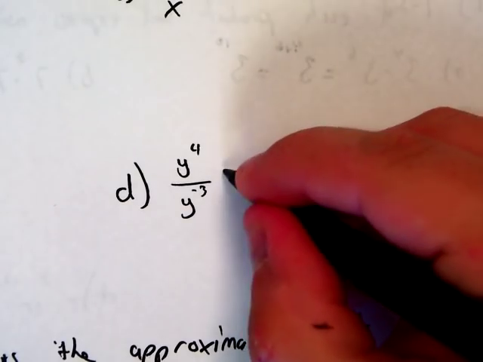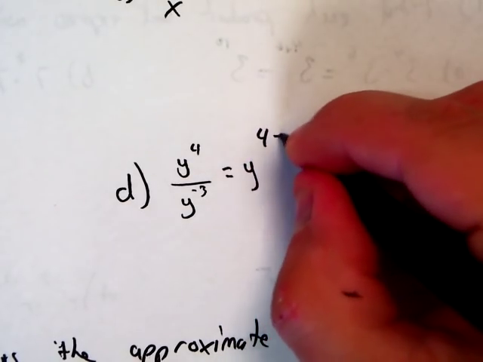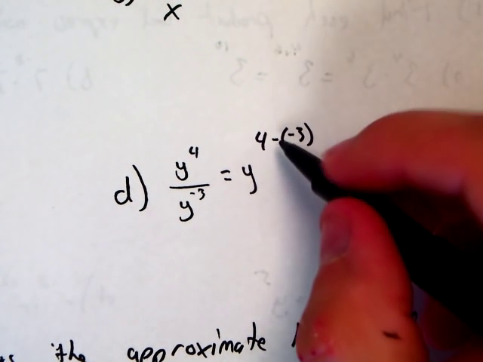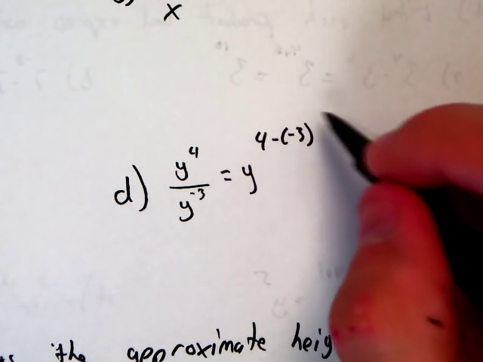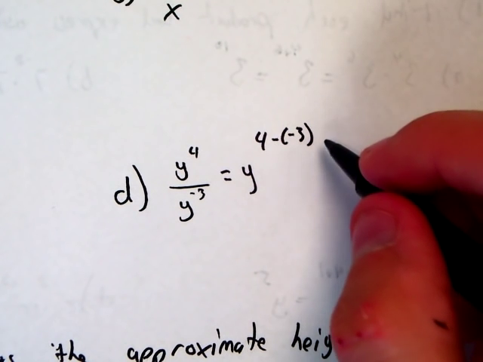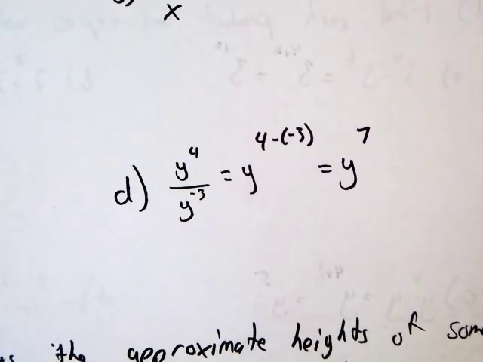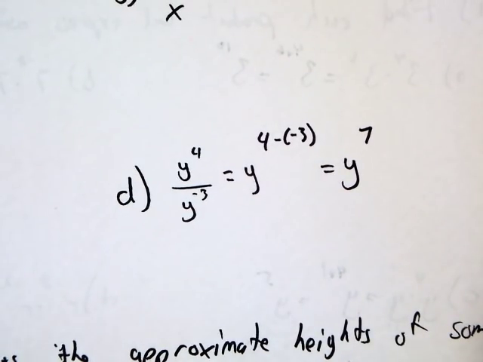Same thing with letter D. Keep the base. I now have 4 minus a negative 3. Integer rule states, if I'm subtracting something, I'm adding its opposite. So 4 minus a negative 3 is the same as 4 plus 3. So that would be 4 plus 3, which is 7.